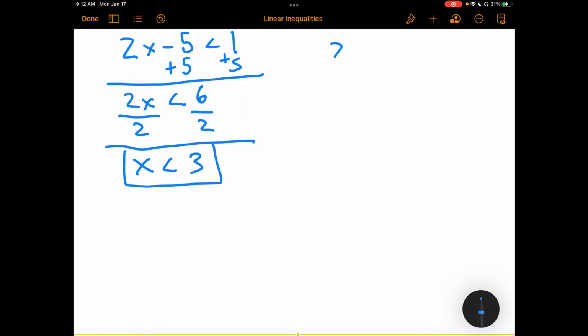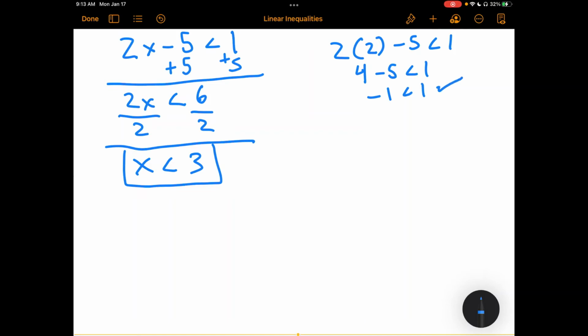I'm going to rewrite it here. Instead of writing x, I'm going to write my x, which I chose to be 2 since it's less than 3. So 2 times 2 minus 5 should be less than 1. Just like our order of operations, we're going to do the multiplication first. 2 times 2 is 4, and then we carry down the rest. 4 minus 5 is less than 1. We know that 4 minus 5 gives us negative 1. Negative 1 is less than 1, and that is true.